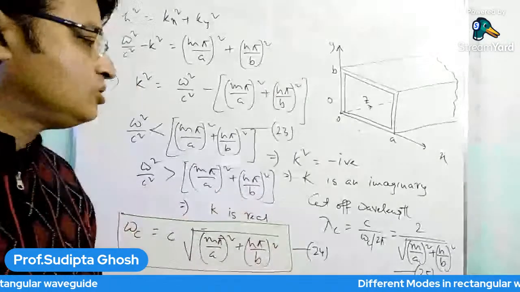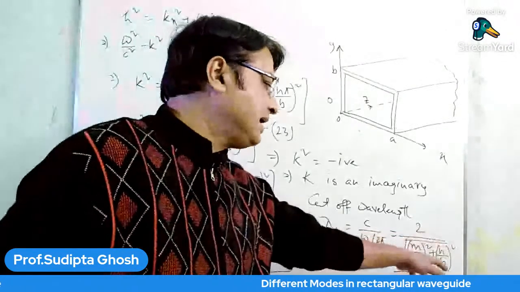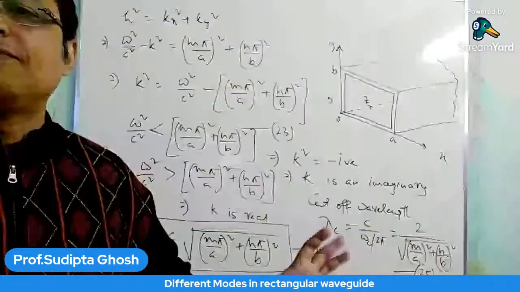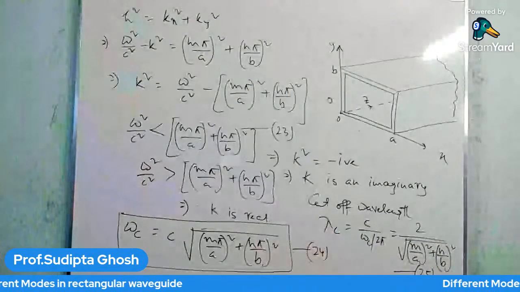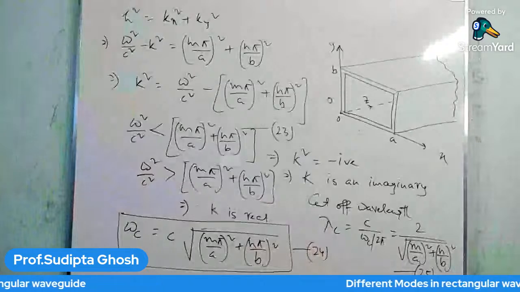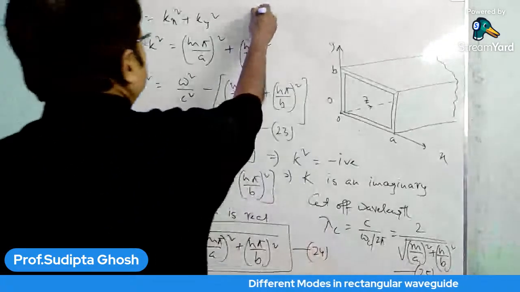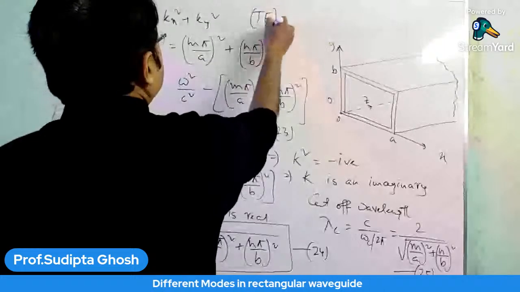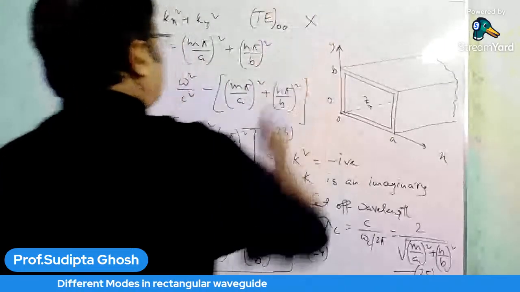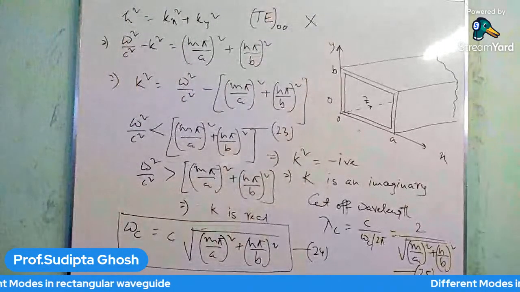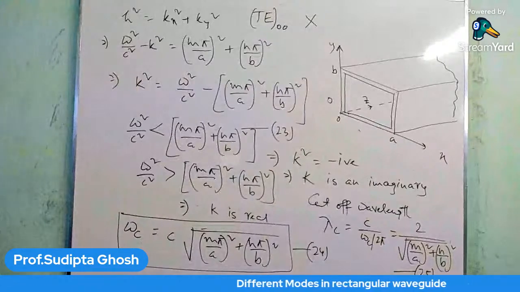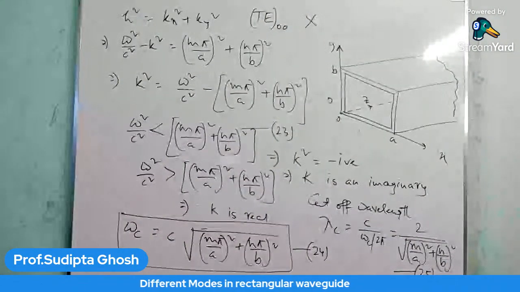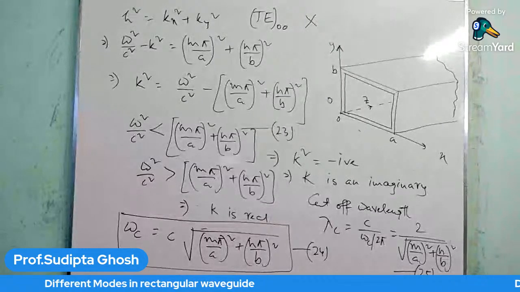If you put the values m equals 0 and n equals 0, you have a value of infinity for lambda c. So that means that the transverse electric mode, the TE00 mode, is not possible, because for m equals n equals 0, all the field components vanish, right?